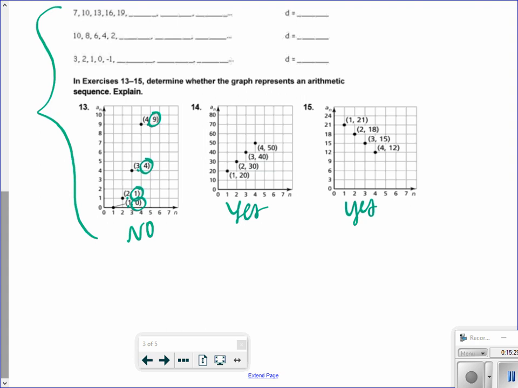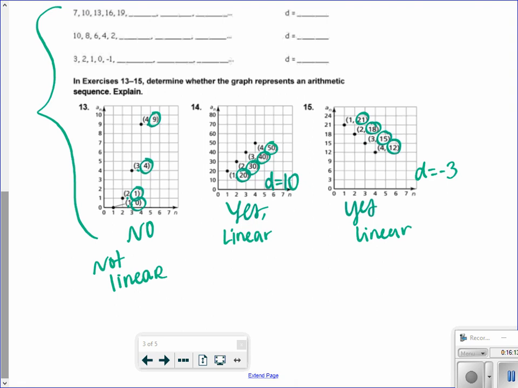No. But if we look at number 14, is that adding by the same thing each time? Yeah. Okay, so you're calling the common difference 10. What about here? It's subtracting 3. Okay, so for explanations of why something is or is not an arithmetic sequence when it's a graph, you could say that it's not linear. That's a good option. You could say it does not have a constant rate of change, because that implies linear as well. To say that it is, you could just say yes, it is linear.